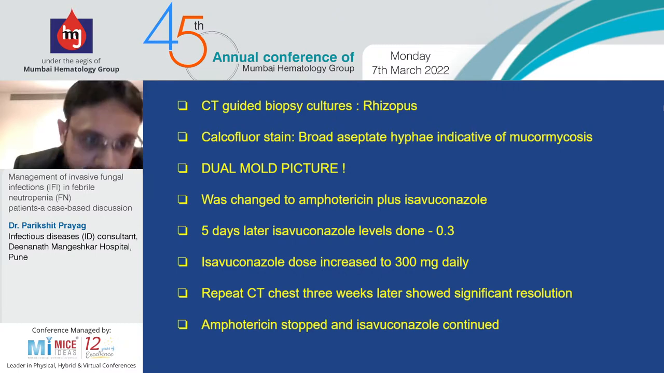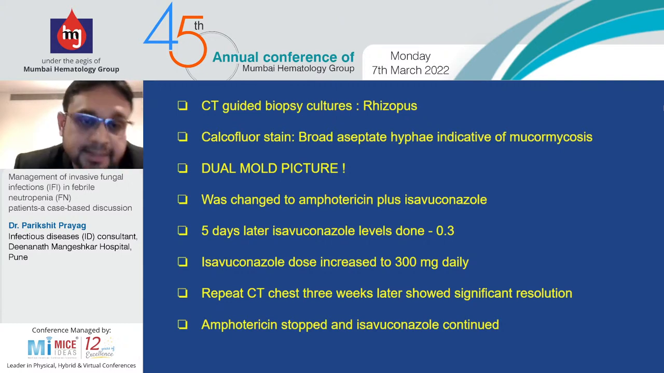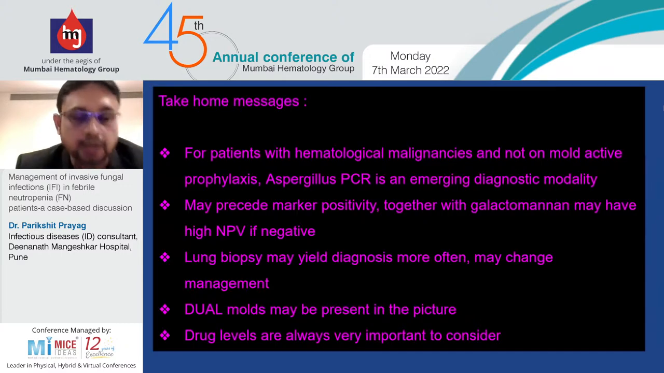So he was put on dual therapy, and a repeat CT chest 3 weeks later showed significant resolution. At that point, we were happy that amphotericin had done its job. He has clinically and radiographically improved. Isavuconazole is a broad spectrum azole. It has good activity against mucor, good activity against aspergillus. We have increased the dose. Now his levels are good. He's tolerating it well, except his wallet, you know, his body is tolerating the isavuconazole well. So we continued isavuconazole, and this patient continues to do well.